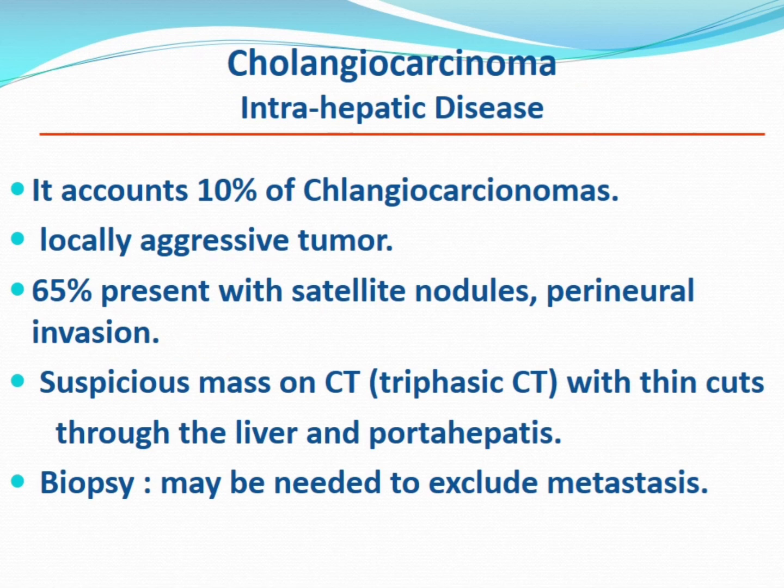Intrahepatic cholangiocarcinoma, as we have said before, accounts for 10% of cholangiocarcinomas. It is a locally aggressive tumor. 65% of cases present with satellite nodules and perineural invasion. On CT, there is a suspicious mass. Biopsy may be needed to exclude other diagnoses.